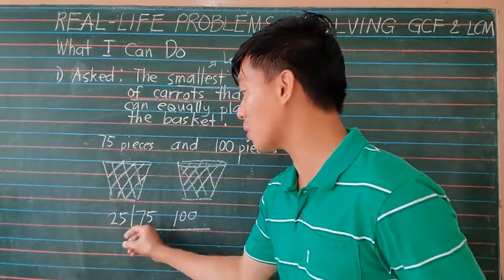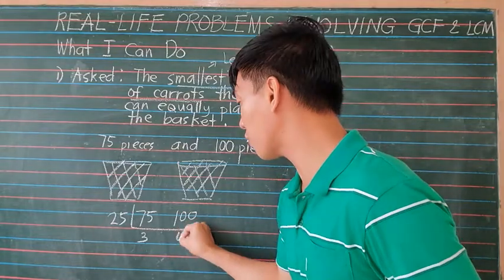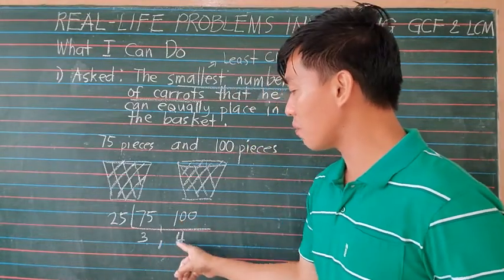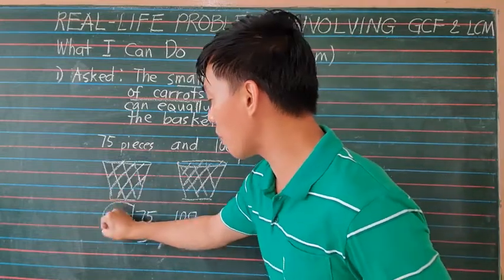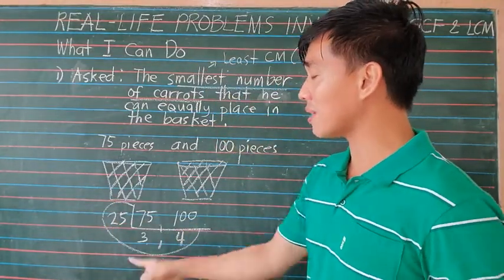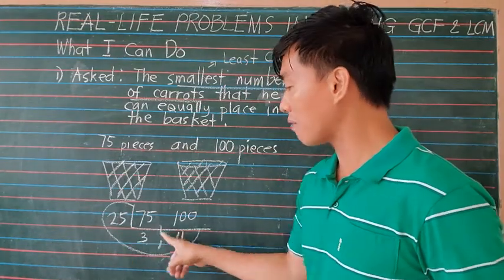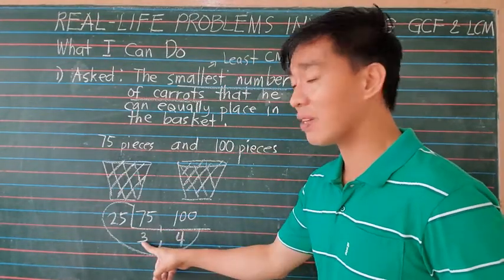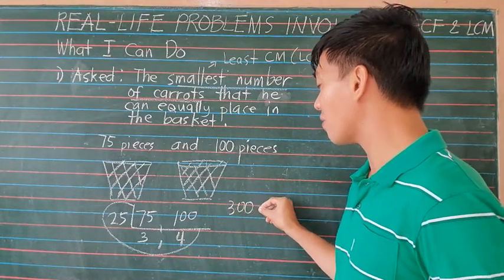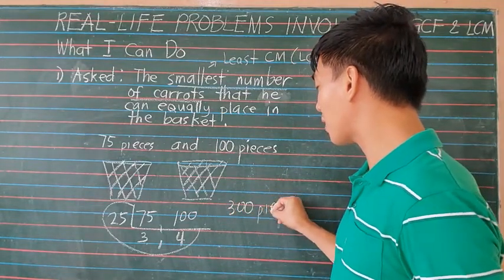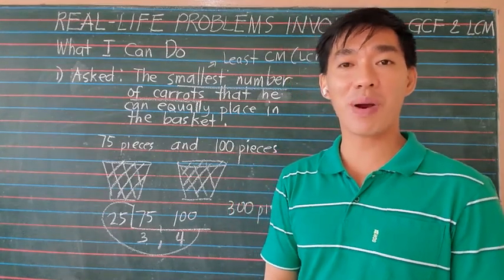75 divided by 25 is equal to 3. 100 divided by 25 is equal to 4. Now, is there still a number that could divide both of them? No more. So, this is already our LCM. So, our LCM is 25 times 3 times 4. 25 times 4 is equal to 100. 100 times 3 is equal to 300. So, that is 300 pieces of carrots. So, that's the solution for our problem number 1.